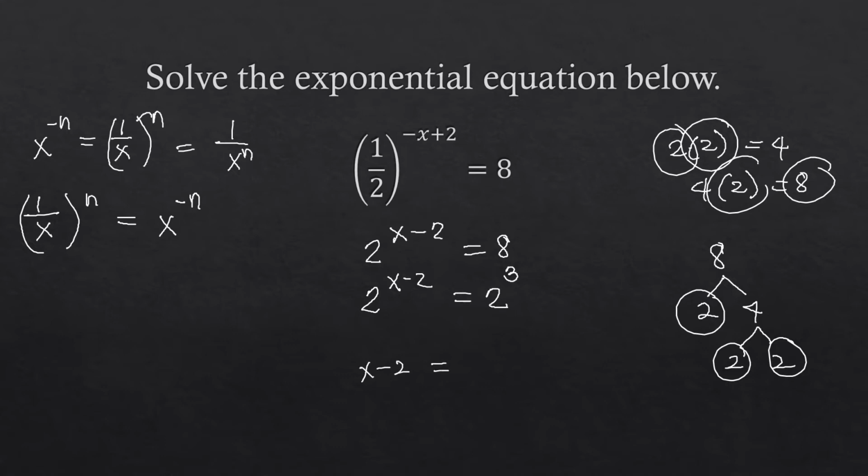Then we write equal, and that will be 3. Then we try to move our negative or minus 2 to the other side. So this is now x equal to 3 plus 2. This is now 5. So this is our solution. You can try to check it by simply plugging your x back into your original equation, and you will get the value, which is 8. So that means we are correct.